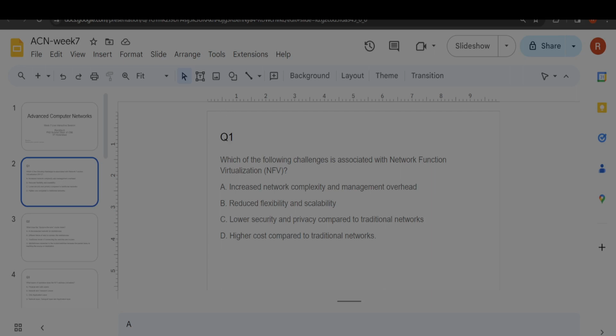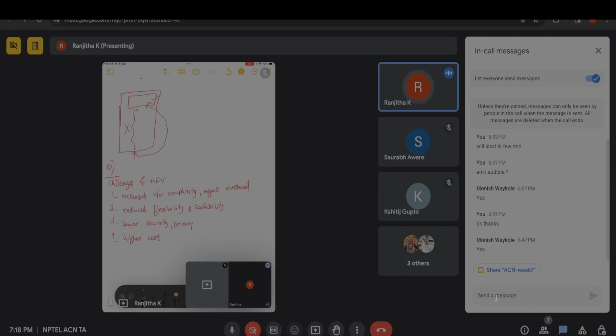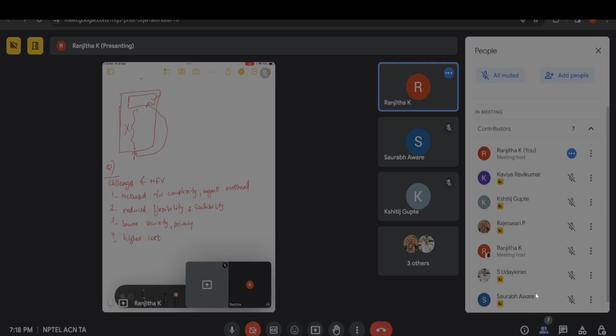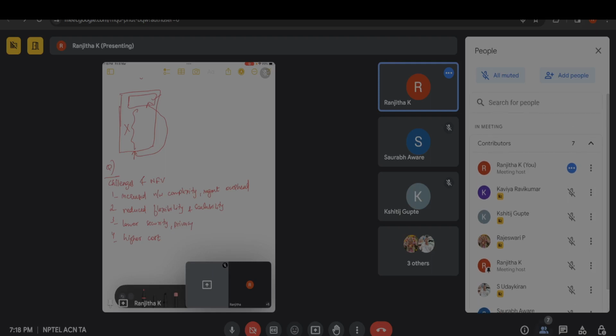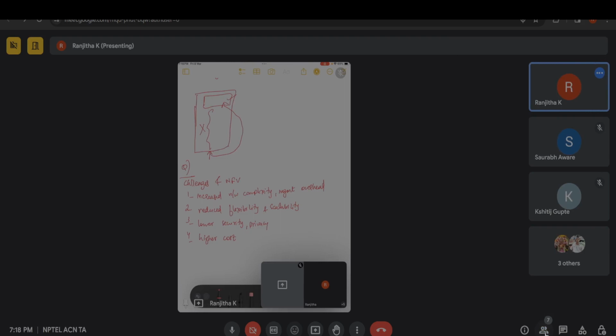So what do you think could be? So just go through this once. Which of the following challenges is associated with network function virtualization? Increased network complexity and management overhead, reduced flexibility and scalability. Third one is lower security and privacy, and last one is higher cost. Which one do you think is the answer? You can respond in the chat, then we can discuss. Anyone?